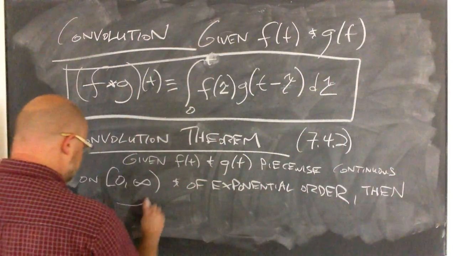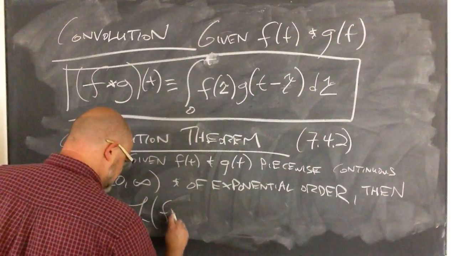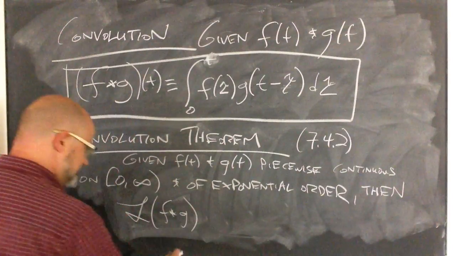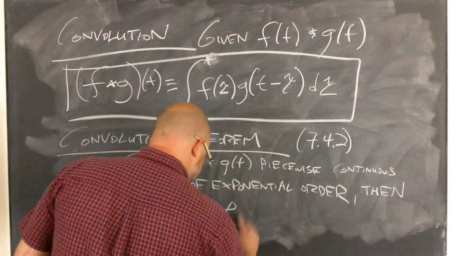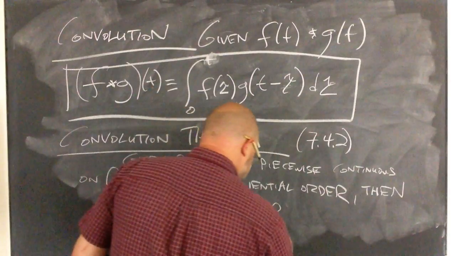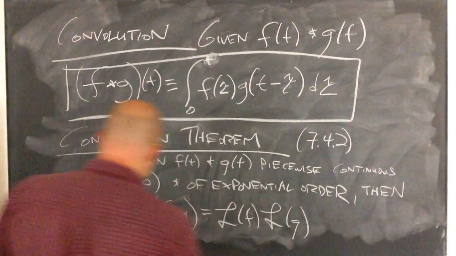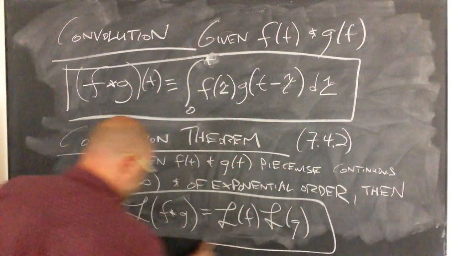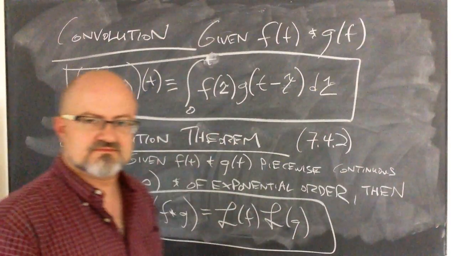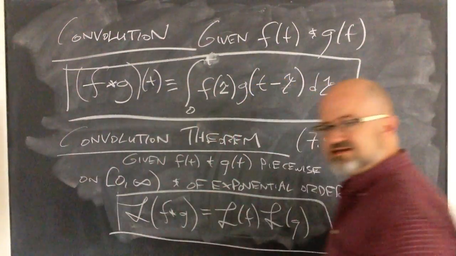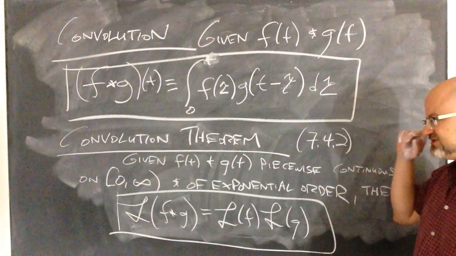the Laplace transform of the convolution of f and g is the Laplace transform of f times the Laplace transform of g. Isn't that great? Okay? This is the convolution theorem.